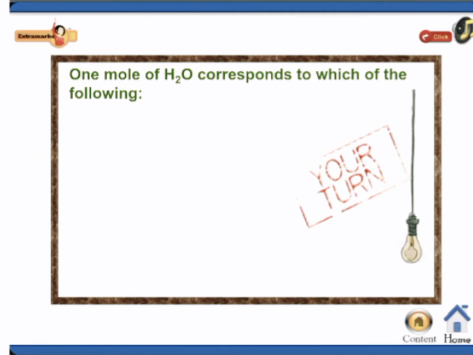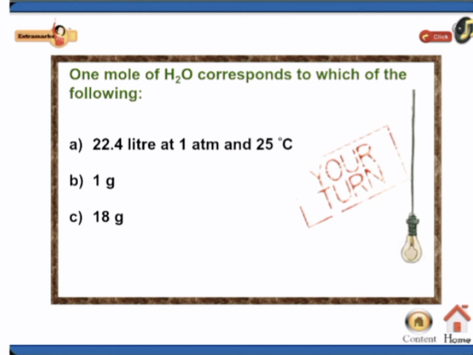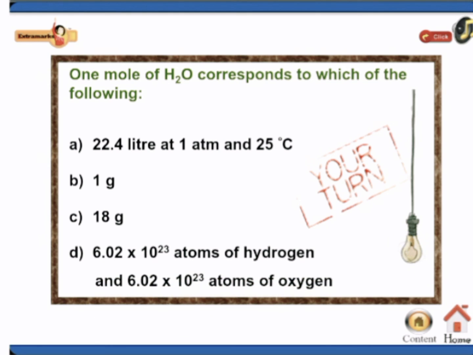Complete the following. 1 mole of water corresponds to which of the following options? A. 22.4 liters at 1 atmosphere and 25 degrees Celsius, B. 1 gram, C. 18 grams, D. 6.02 × 10^20.